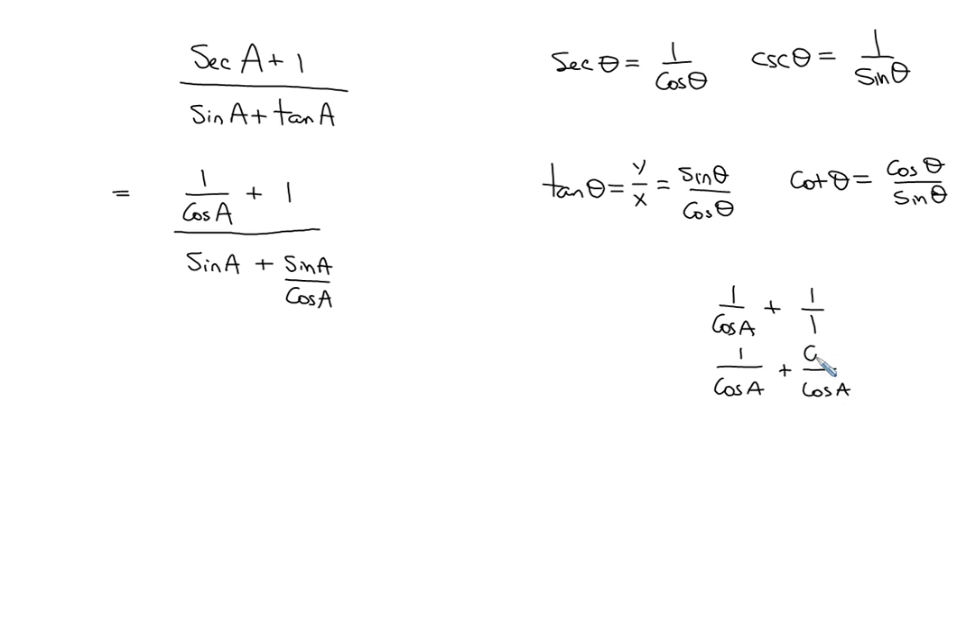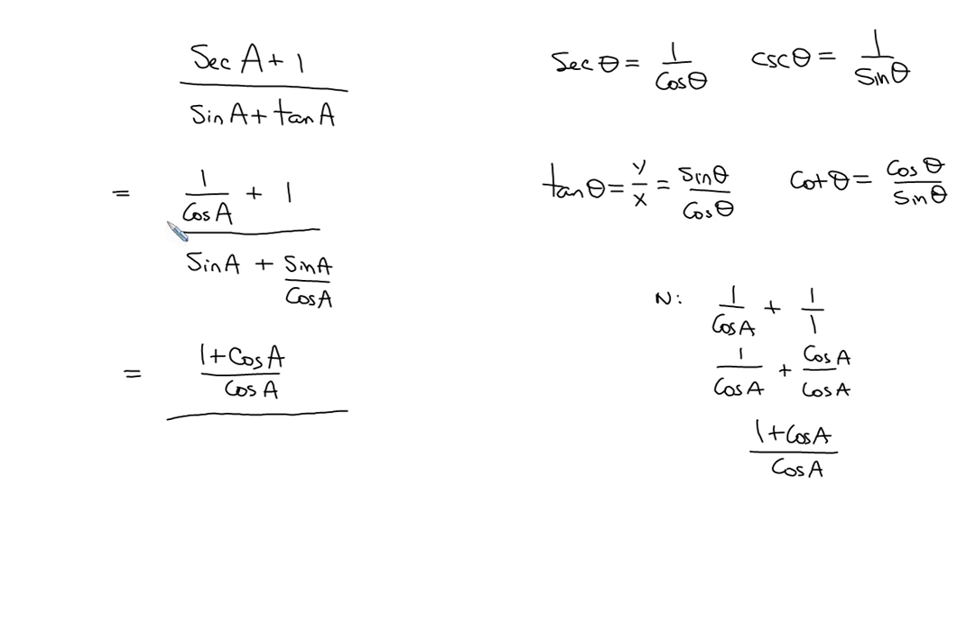This is already over cosine of a. This becomes cosine over cosine, which makes this 1 plus cosine of a over cosine of a. Is everybody with me? That's the numerator. So now that's what I have on the top: 1 plus cosine of a over cosine of A.